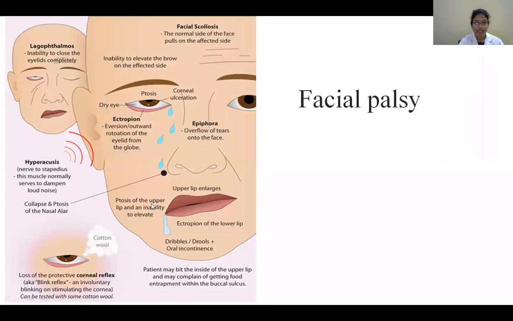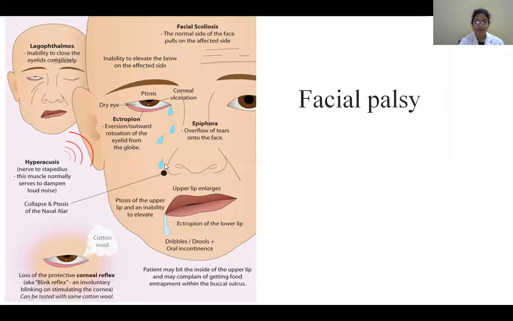Now, coming to next, we have lowering of the angle of mouth. So if you ask a person to smile, the angle of the mouth will move towards the healthy side, and sometimes the person may have drooling of saliva or oral incontinence. At the same time, there is loss of corneal reflex on the affected side as well as presence of hyperacusis on the affected side.